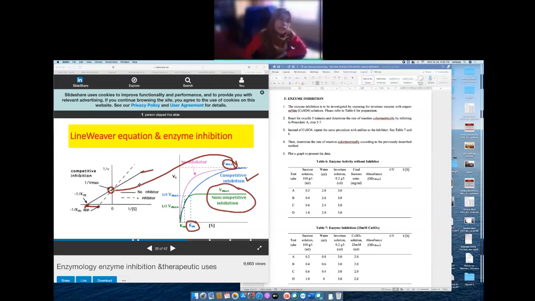So this Vmax is basically similar to this Vmax. So if you want to get to know what kind of inhibitory effect is in the experiment, we need to have this kind of graph, either Lineweaver-Burk or Michaelis-Menten.